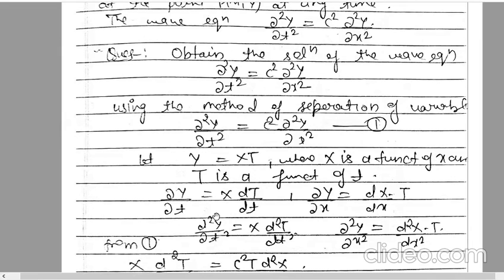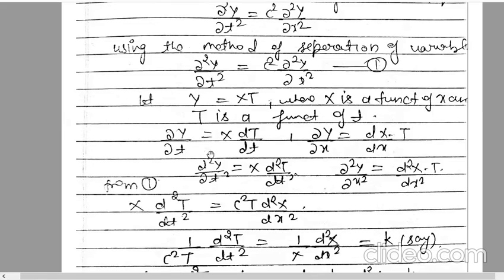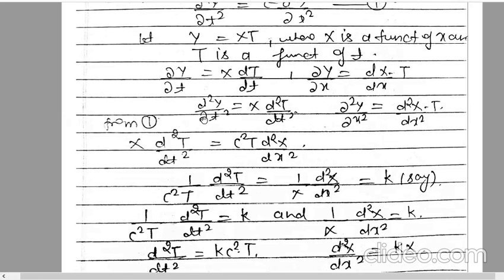of small t. Just find ∂y/∂t and ∂y/∂x. Next, ∂²y/∂t² and ∂²y/∂x². Just write both of these values in equation 1. So you can see that X d²T/dt² = c² T d²X/dx². So just separate all these terms. One side T terms, another side X terms, equal to k.